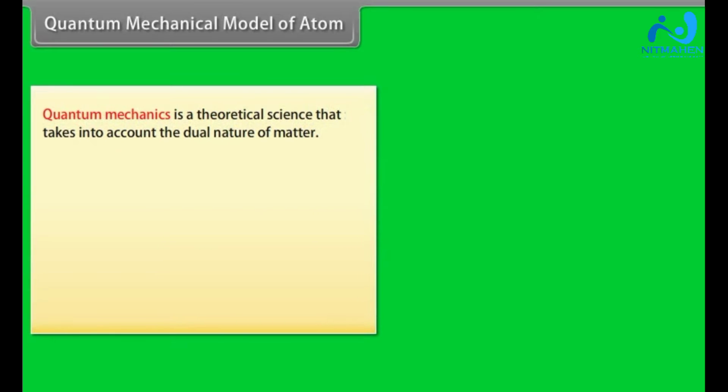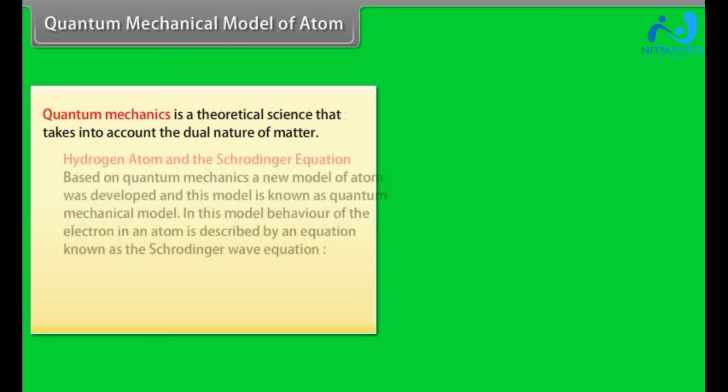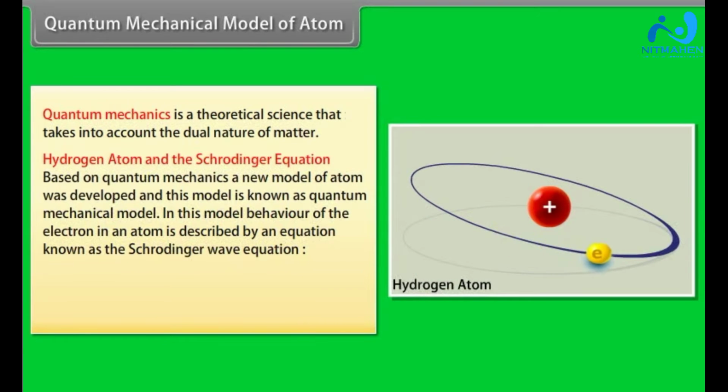Quantum mechanical model of atom. Quantum mechanics is a theoretical science that takes into account the dual nature of matter. Hydrogen atom and Schrödinger equation. Based on quantum mechanics, a new model of atom was developed, and this model is known as the quantum mechanical model.